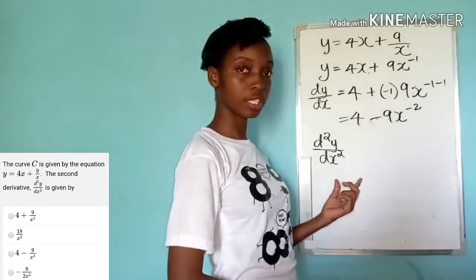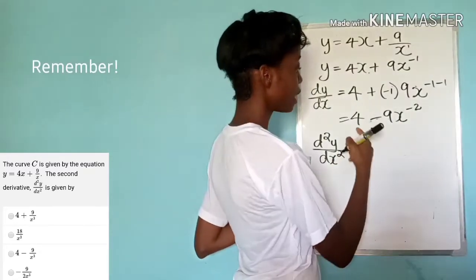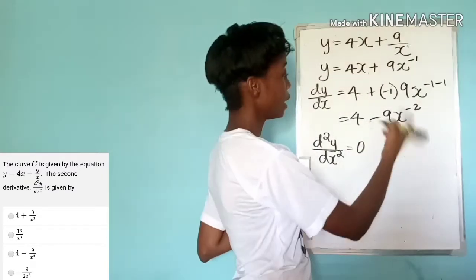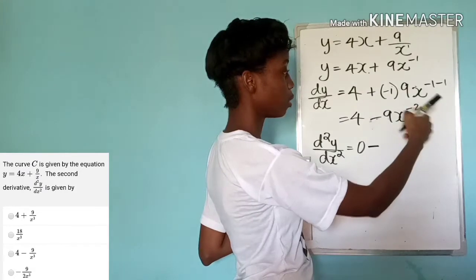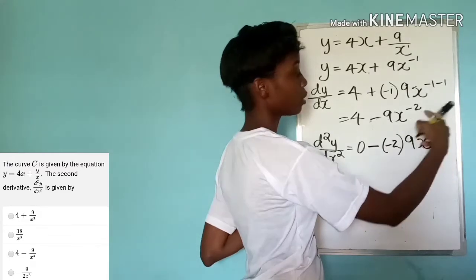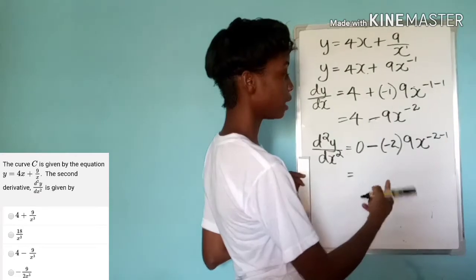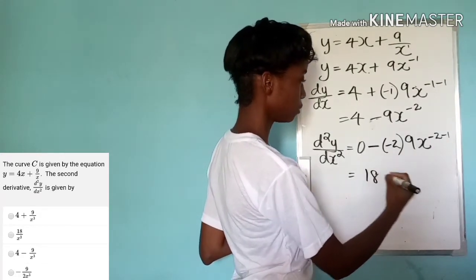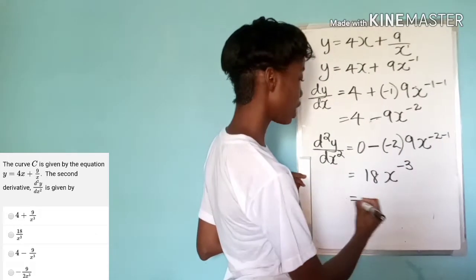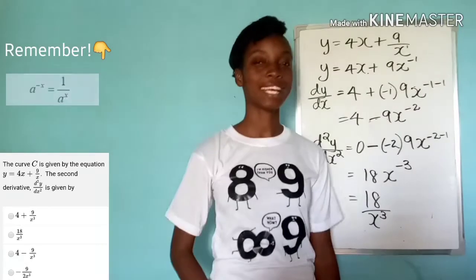Now to the second derivative, which means we're just going to differentiate this new answer one more time. If I differentiate 4, as we said at the start of this video, I'm going to get a 0. And then I'm going to now have minus, we're multiplying by negative 2 times 9x, and we're decreasing the power by 1, which means this is negative 2 minus 1, which means our final answer is positive 18 times x to the power of negative 3, which can be rewritten as 18 over x cubed. And that's it for our answer.